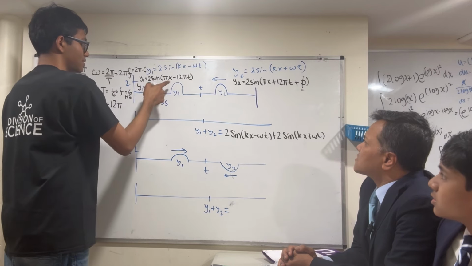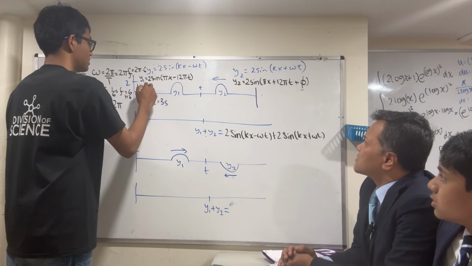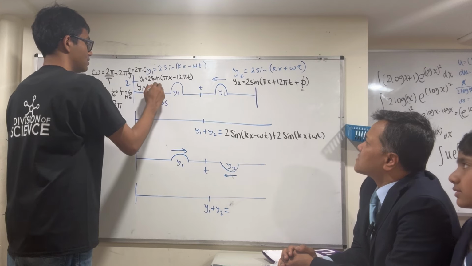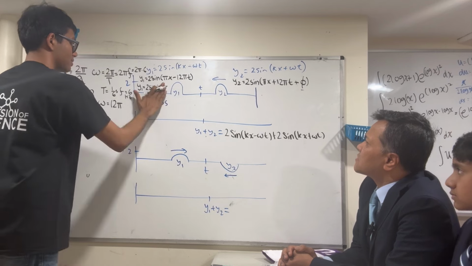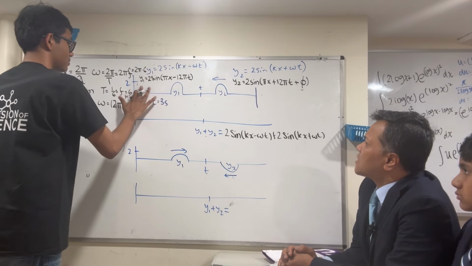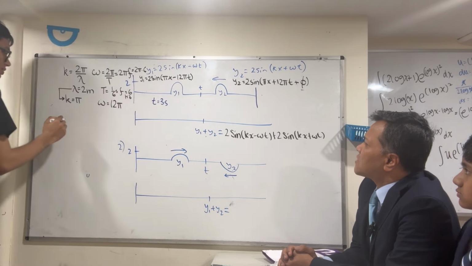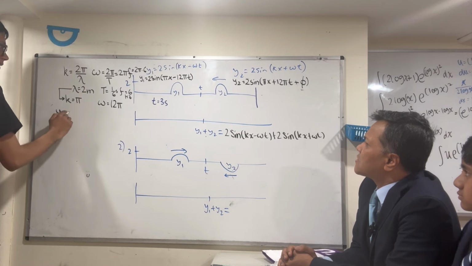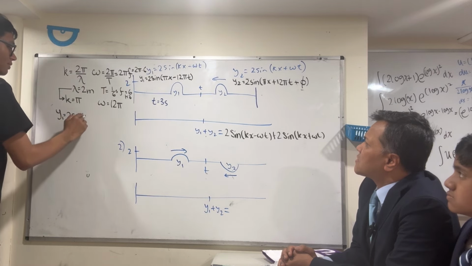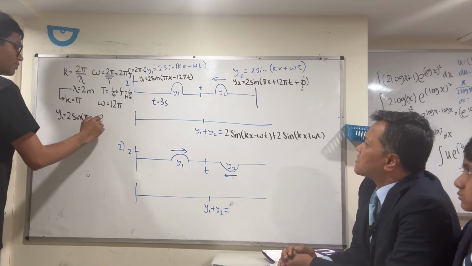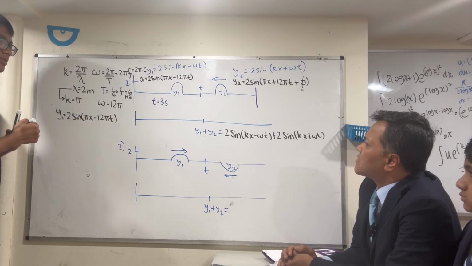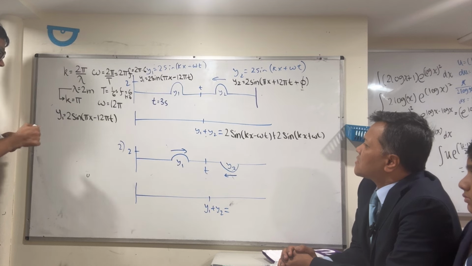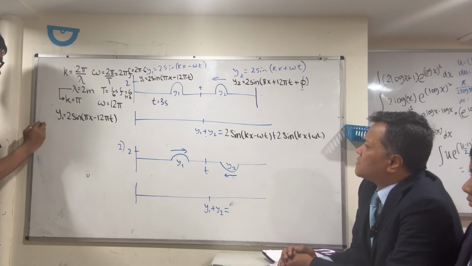So y1 is, let's plug in 3 seconds. So 2 sine pi x. Oh, I think I should do it here. It's getting a little crowded. Let me do it here. So y1 is 2 sine pi x minus 12 pi t. But now I want them to meet at 3 seconds, right? Yep. So let's see. Where is this wave at 3 seconds?